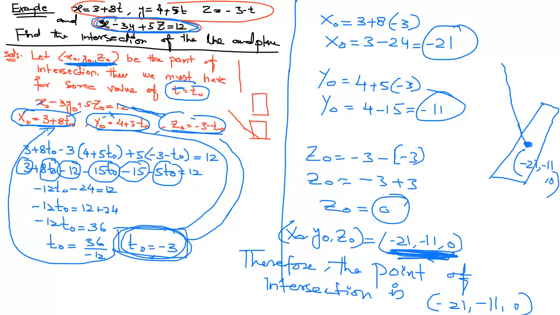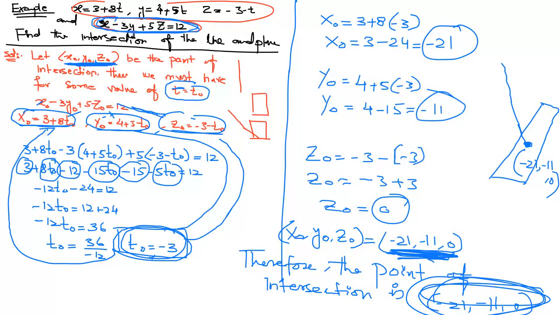So this is how you can simplify the equation of plane in terms of the line. So this is the method. If any equation of line and any equation of plane is given, you can use the same method to solve and find the intersection point.